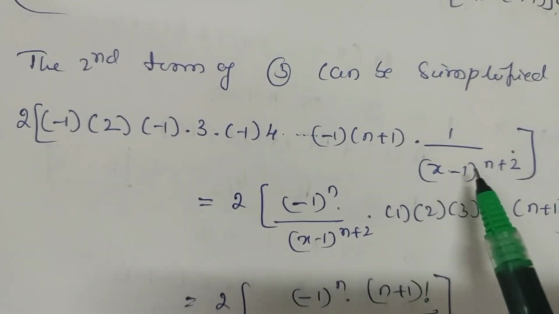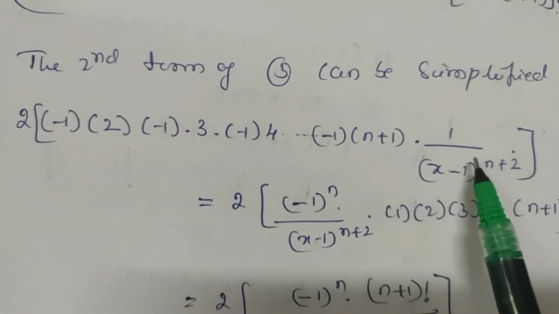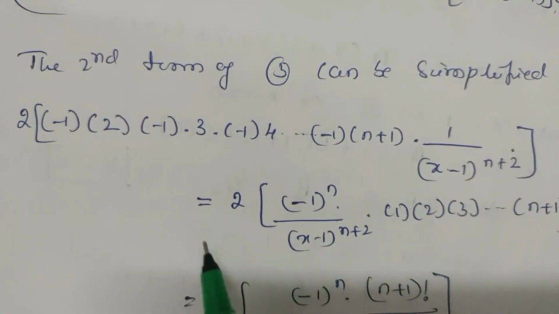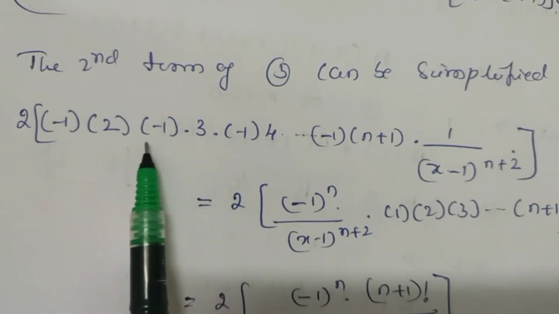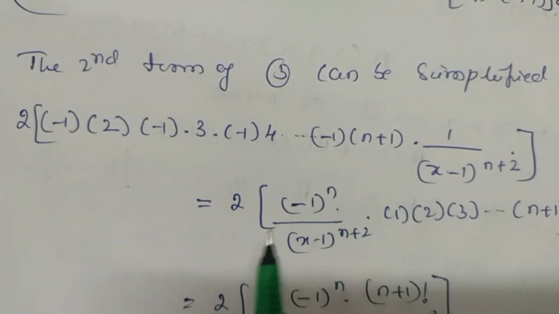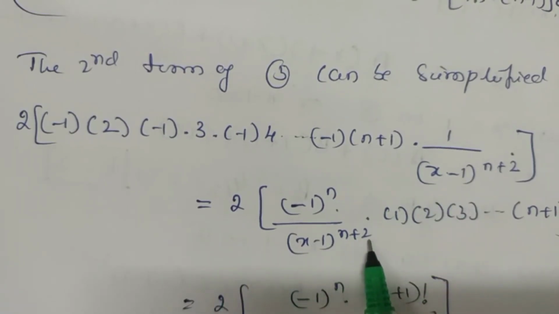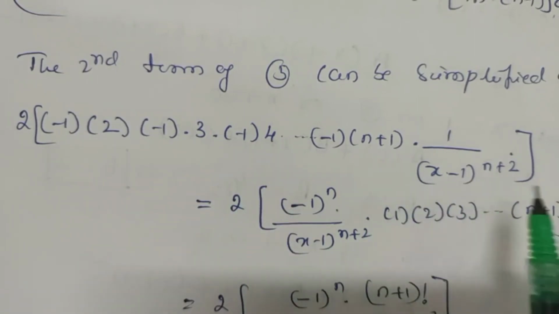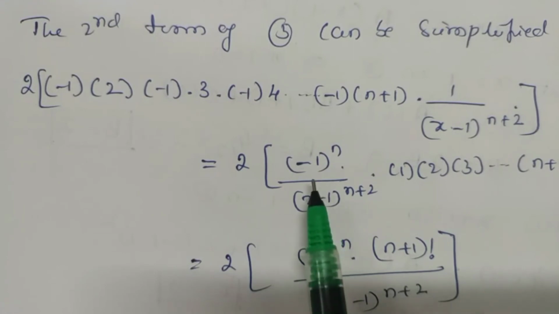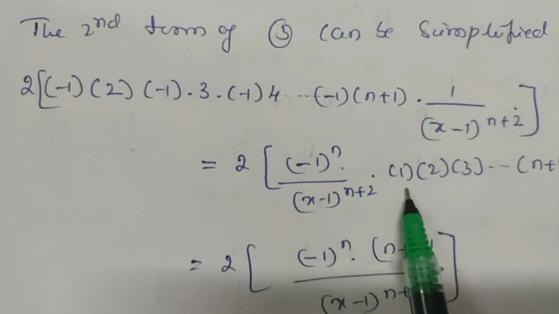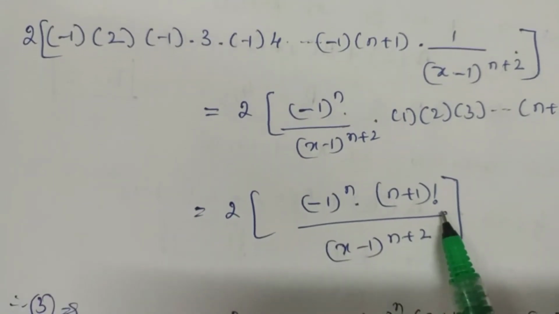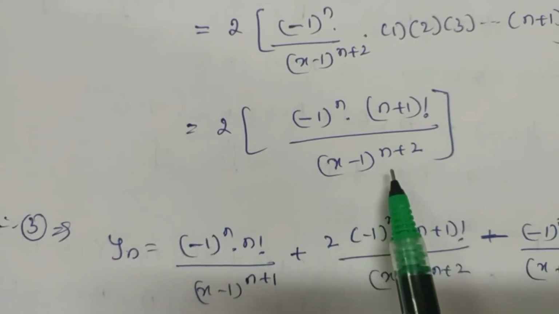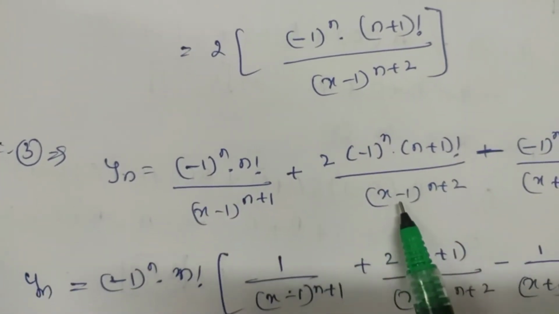And this 1 divided by x to the power of minus 2 minus n can be written as, if you take it in the denominator, it becomes plus. So in all these terms, minus 1 we have n times, so it is minus 1 raised to n, and x minus 1 raised to n plus 2 as it is, and the remaining term is 2 into 3 into 4, etc. up to n plus 1. So this 2 outside as it is, and it is minus 1 raised to n into 1 into 2 into, etc. up to n plus 1, that is n plus 1 factorial, divided by x minus 1 raised to n plus 2. So you have to substitute this one in the previous equation. That is the simplified form of the second term.